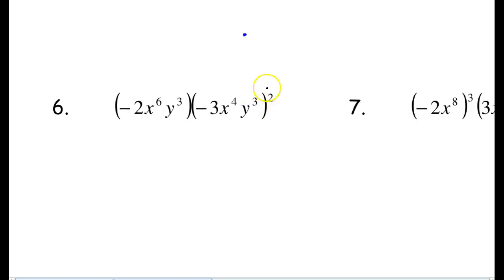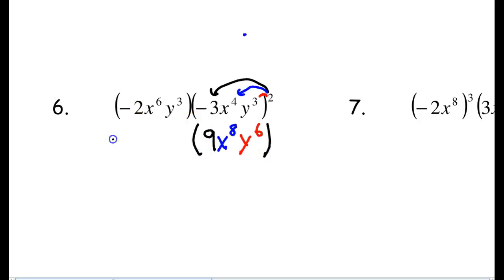So we're going to have, be careful, you're going to have to do negative 3 to the 2nd power, which is 9. You're going to have to do x to the 4th to the 2nd power, which is going to be x to the 8th, multiply this time. And then y to the 3rd to the 2nd power, which will be y to the 6th, multiply again. I want to do that first. Anytime you have two powers, two exponents, do that first.